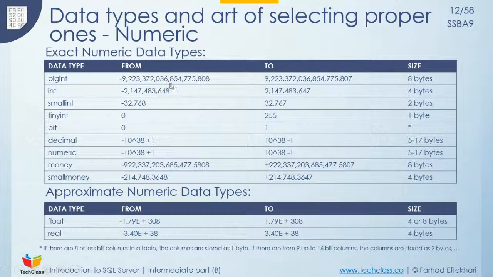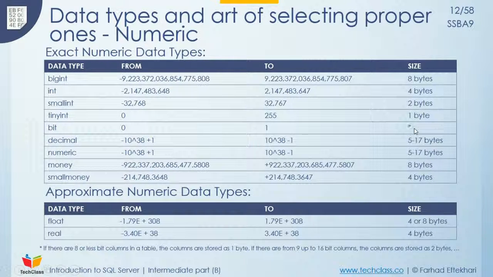So we have bigint, which is a very big span for storing a number, and then we have int, lower than bigint but greater than smallint, which is between this number and this number, 32,767, and it stores 2 bytes. And then we have tinyint, which is from 0 to 255, and then we have bit, which is either 0 or 1. So it's for situations where, for instance, you want to see if something is on or off, or true or false, or even 0 or 1 as a number. So you select this data type there.